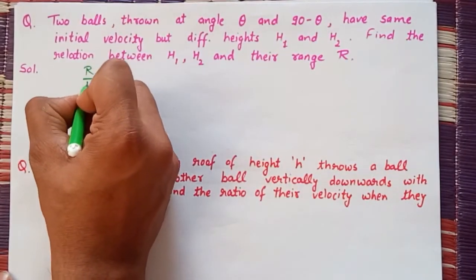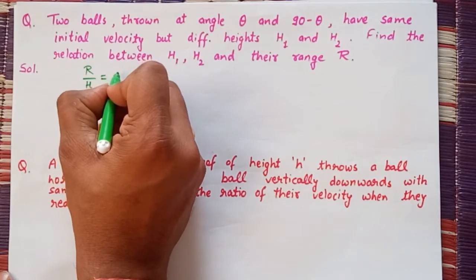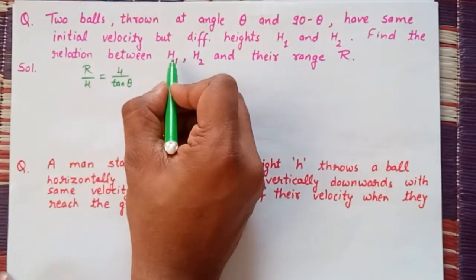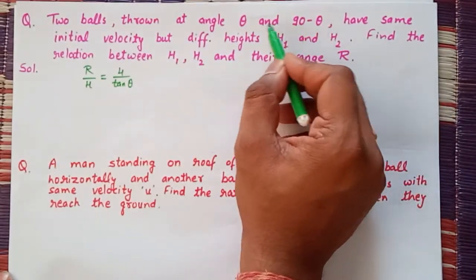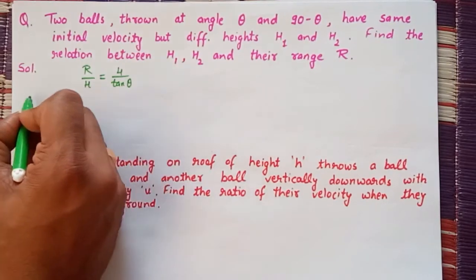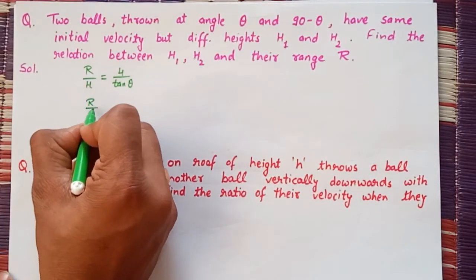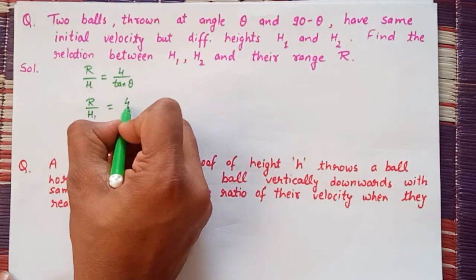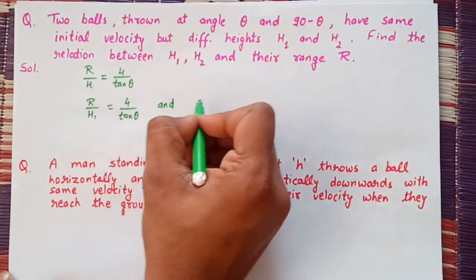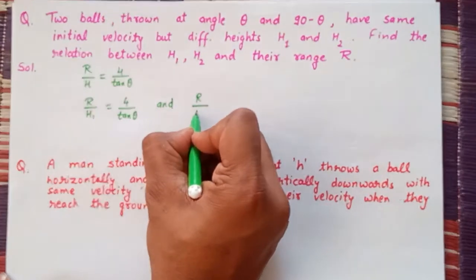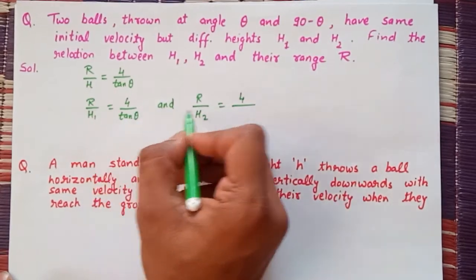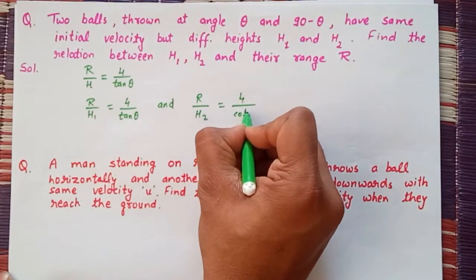We know that R by H is 4 upon tan θ. Range is the same for both θ and 90 − θ, so I am putting the values. For the first ball, range is R, height is h1, so R/h1 = 4/tan θ. And again for the second ball, R, height is h2, 4. What is tan(90 − θ)? It is cot θ.